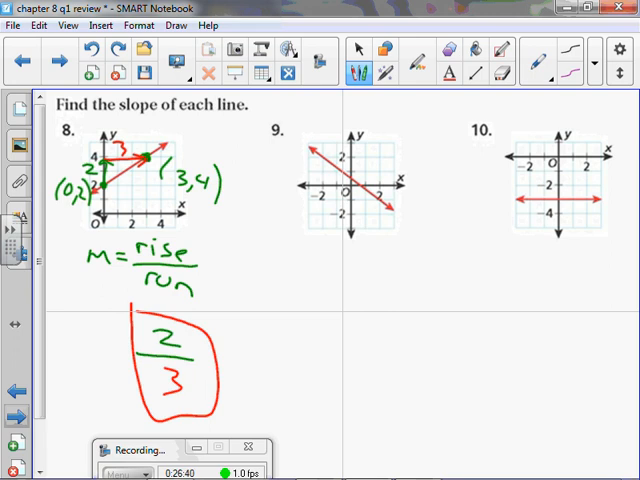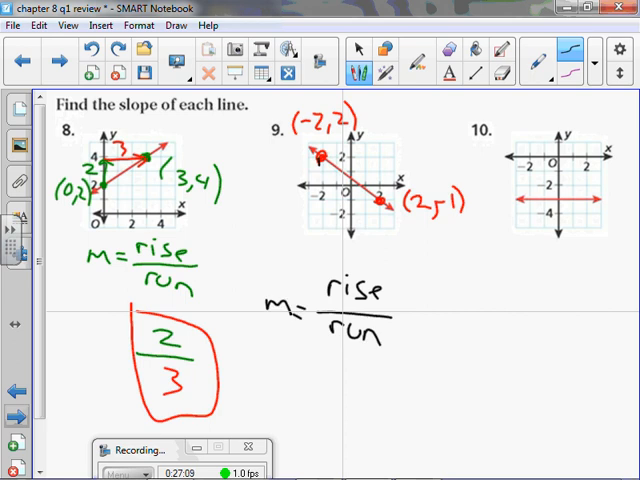Okay, number 9, same thing. I gotta find 2 points that are on grid lines. So there's one. Where's my other? Looks like right here. And I'm gonna label those 2 points just so I know. (2, -1) and this one was (-2, 2). All right. And I'm going to think about it once again. What's my rise? What's my run? Because that's my slope. Rise is, I'm actually going down, so my rise is going to be negative. 1, 2, 3. I went down 3, so my rise is -3.